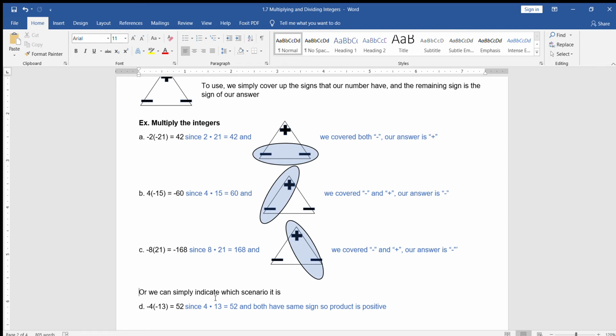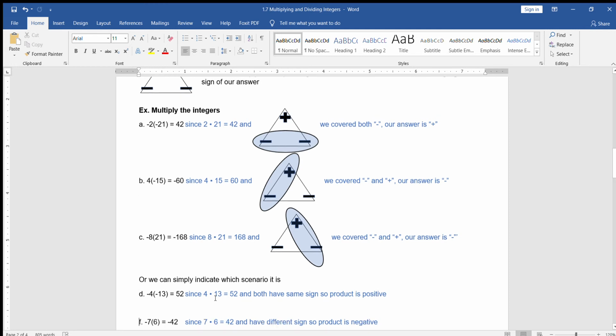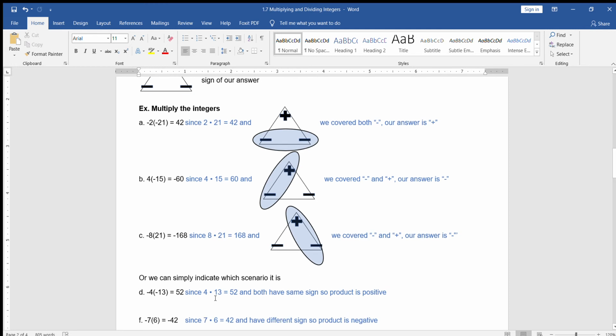So what if you don't want to draw the sign? Well, you can just indicate which scenario of the multiplication rule applies to this problem. So in this case, letter D, negative 4 times negative 13 is equal to positive 52. Why? Since 4 times 13 is equal to 52, and both have the same signs, the product must be positive.